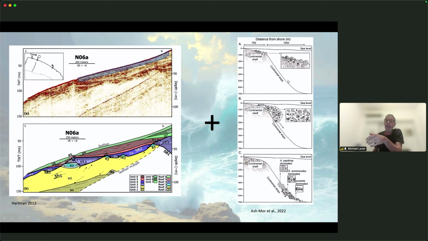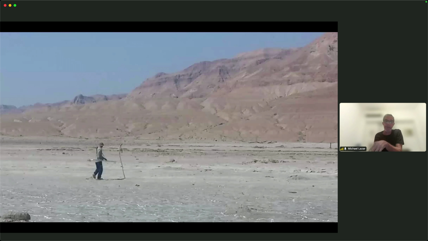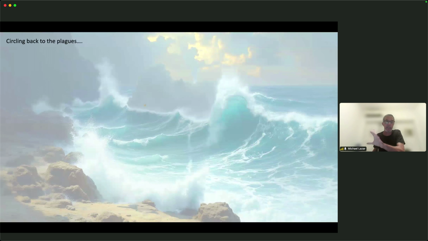Today we have the tools to do that. We need to combine it with the correct proxies from our coring data, such as those suggested by Ashmore in 2022: foraminifera as an indicator of landslides, not just of paleotsunamis. We also have the ability to collect geophysical data in harsh areas and dried up lake beds. This is an example of a survey that we were conducting on the dried out part of the Dead Sea, on the salt itself. So we have these capabilities.